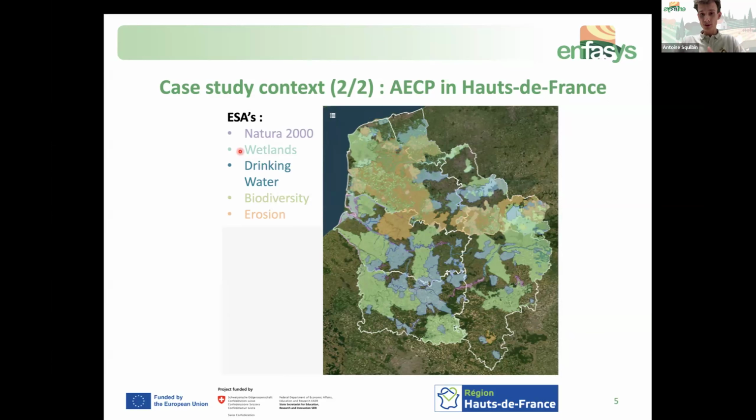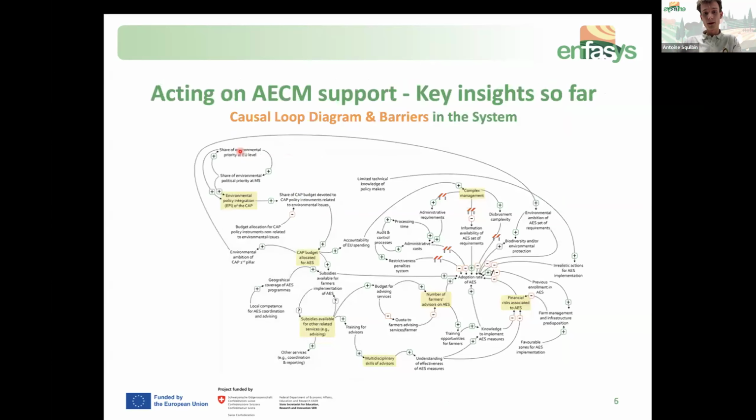And so as you can see on the map here for the Hauts-de-France, you have different environmental issues that are located in specific sub-territories, such as the drinking water issue, biodiversity and erosion, and other environmental issues. And so what we did, Marija explained it really well, was this process of mapping the causal loops and the systemic dynamics. And we did it with stakeholders, trying to also identify the barriers that are located inside these dynamics.